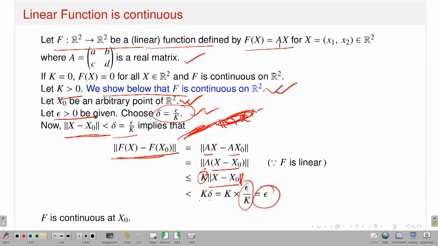So, what I have done is that I am starting with epsilon, I am saying take delta equal to epsilon by k, then I am saying that if the norm of x minus x naught is less than that delta, then the corresponding distance between capital F(x) and capital F(x naught) is less than epsilon, and that is nothing but the definition of continuity. Therefore, capital F is continuous at x naught, and capital X naught is an arbitrary point in R2. So, therefore, capital F is continuous everywhere. So, this is the proof from R2 to R2.